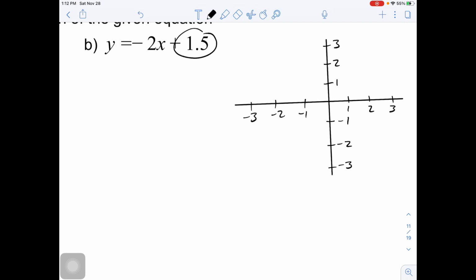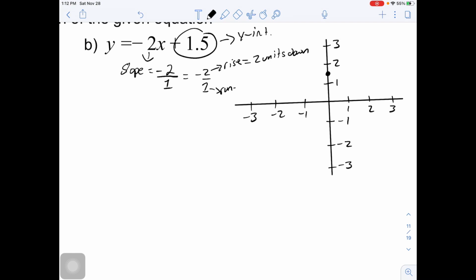Now remember, this is in slope-intercept form, so this is my y-intercept, positive 1.5. So there's my first point. And now my slope equals negative 2. And remember, we can imagine a 1 on the bottom, so this is negative 2 over 1. So this is my rise, this is my run. So my rise is 2 units down, and my run is 1 unit right.